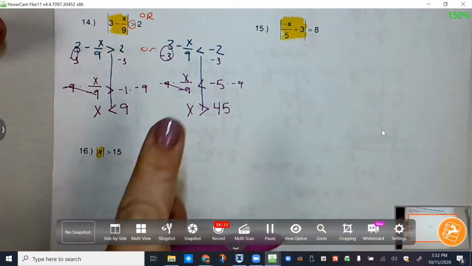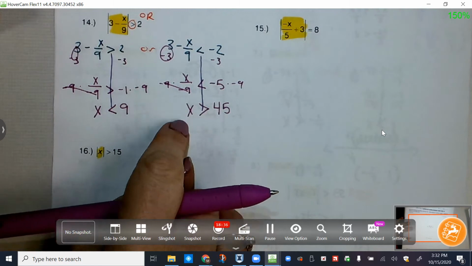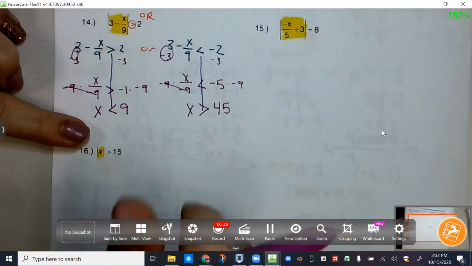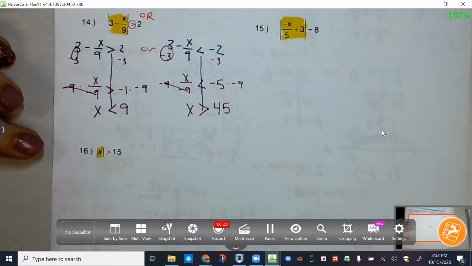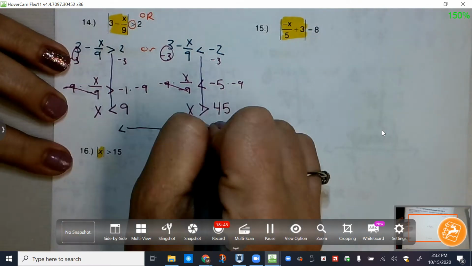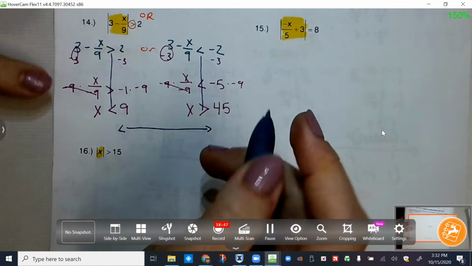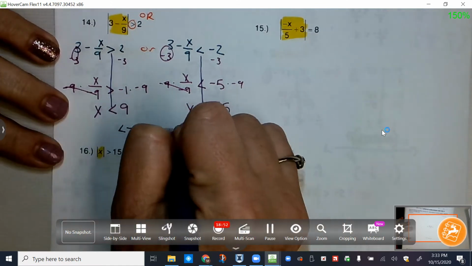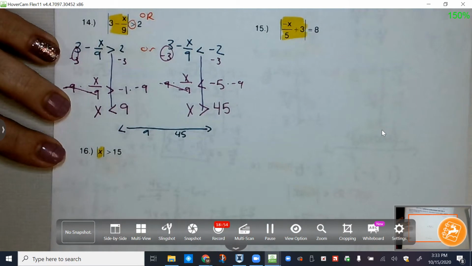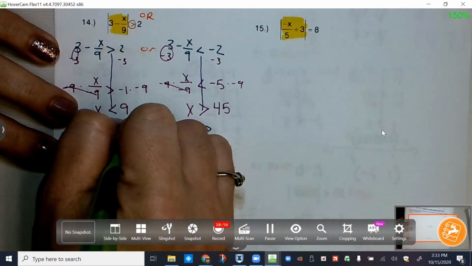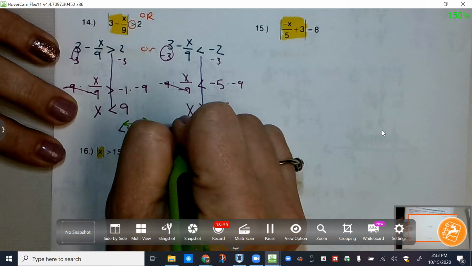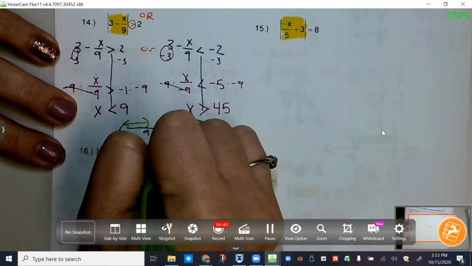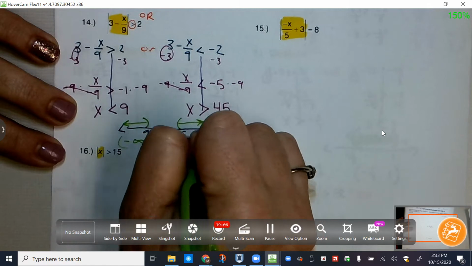If you notice, this is almost the same math as the one above. It's the same process, except it's an inequality. So we have 9 and 45. Now x is less than 9, not equal to, x is greater than 45. So we go from -infinity to 9, or 45 to +infinity.